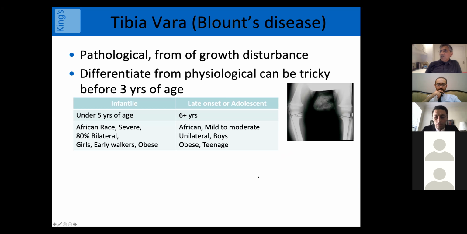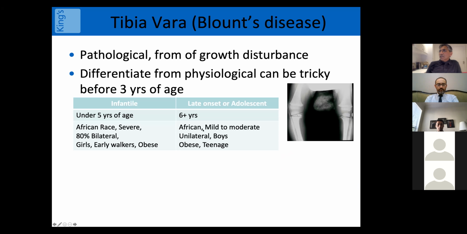Blount's has been classified into infantile and late onset or adolescent forms. Infantile is the most severe form, with a presentation age between 3 and 5 years. Of course, more common in the African race. I've only seen one white girl in my 20 years in London, so it's almost a given. It's bilateral in 80%, girls are more affected than boys, and they are generally early walkers and slightly chubby.